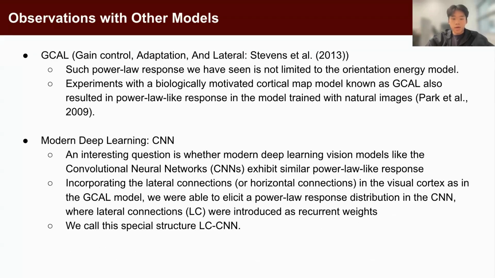The power law-like response we have seen is not limited to the orientation energy model. For example, using GCAL, which is a cortical developmental model, also yielded a power law-like response in a model trained with natural images. An interesting question is whether modern deep learning vision models such as CNNs exhibit similar responses. By incorporating lateral connections in visual cortex, similar to the GCAL model, we were able to elicit a power law-like response distribution in a CNN where lateral connections were introduced as recurrent weights. We call this special architecture the LC-CNN.